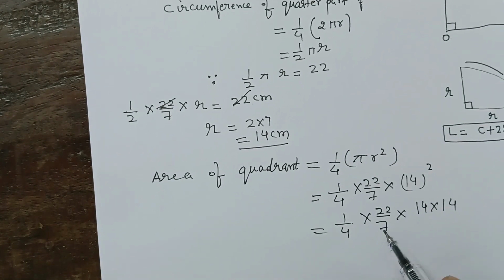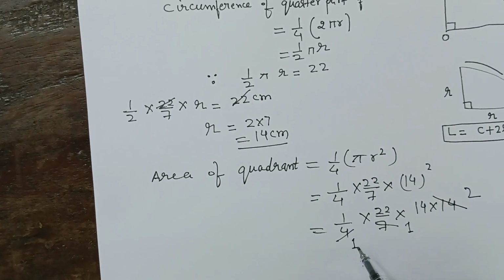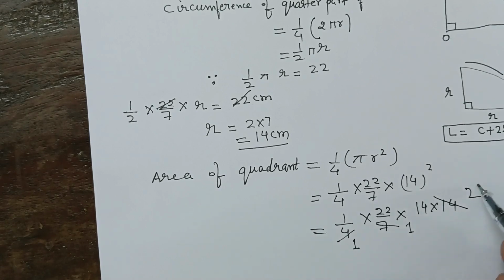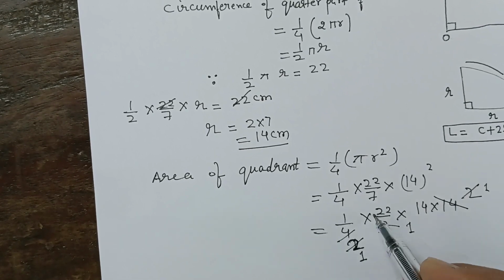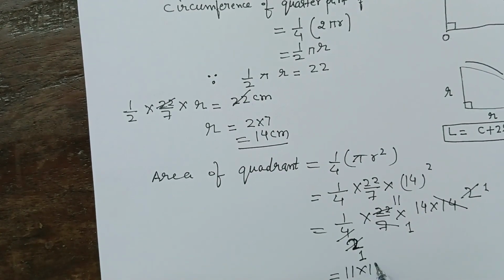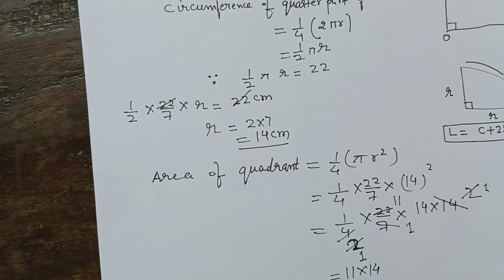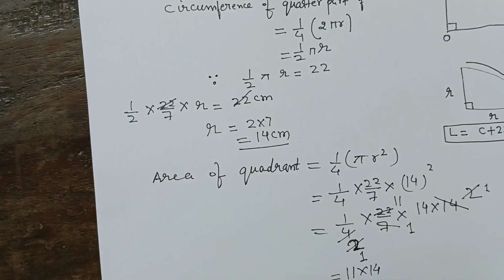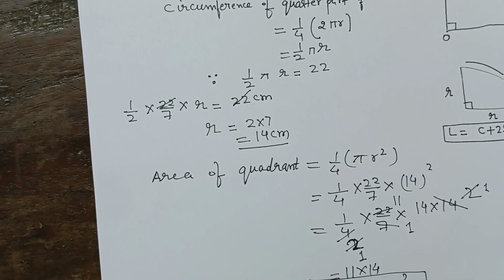Now reduce this value. 7 1 ja 7, 7 2 ja 14, 4 1 ja 4, 2, 2 1 ja 2, and 2 2 ja 4, and this 2 will cancel with this 2. So your answer is 11 into 14. 11 4 ja 44, 11 1 ja 11 plus 4, 154. 154 centimeter square is the area of this quadrant.